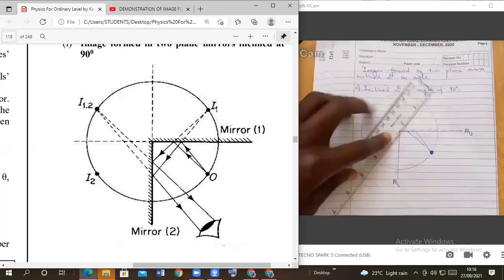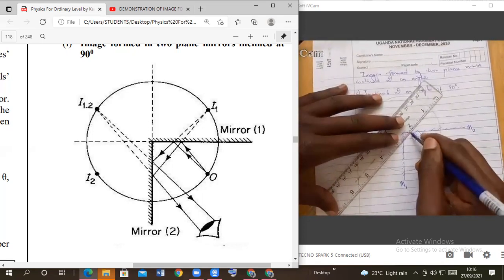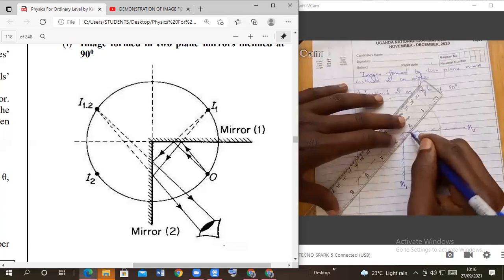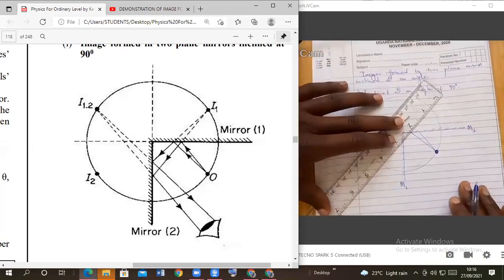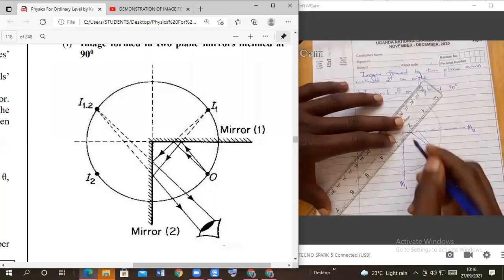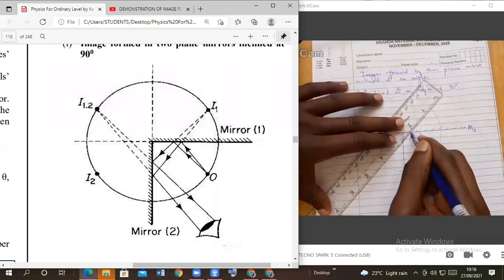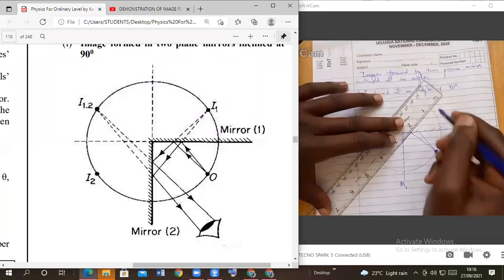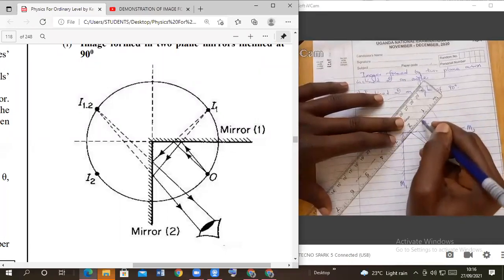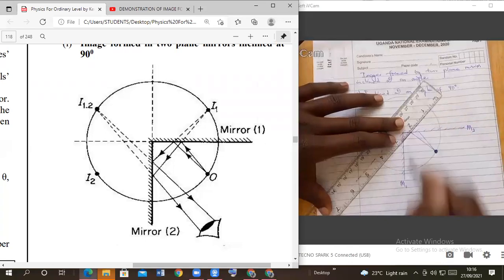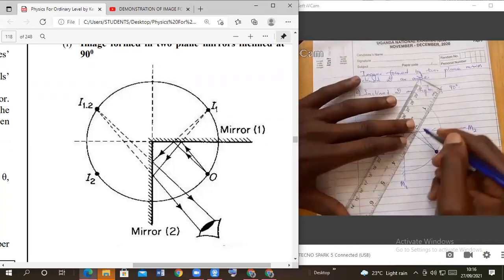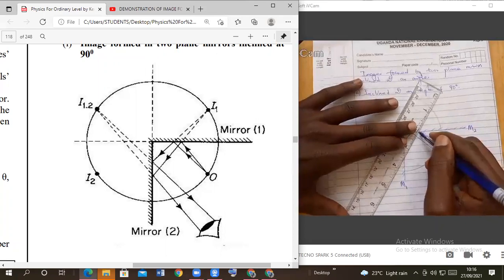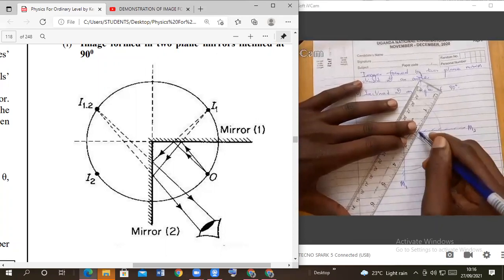Then from there it is reflected. It will come out like this. I think I'm drawing it, members. From here it will be reflected onto the mirror. Then the image will be formed somewhere here. So this one, make it dotted like that. Then also from here it will be reflected. From here will also be reflected.